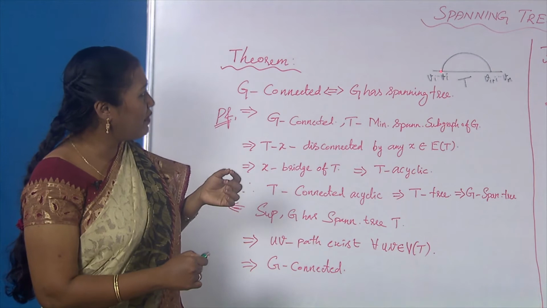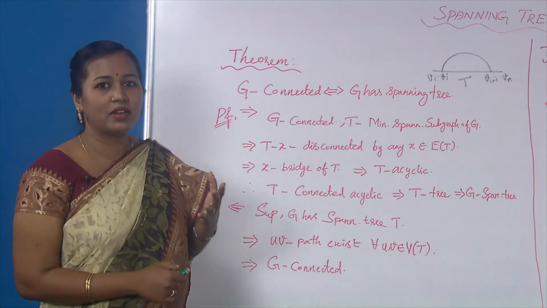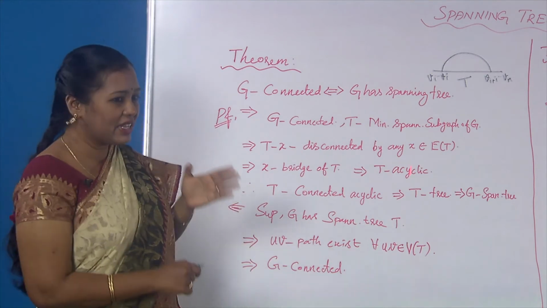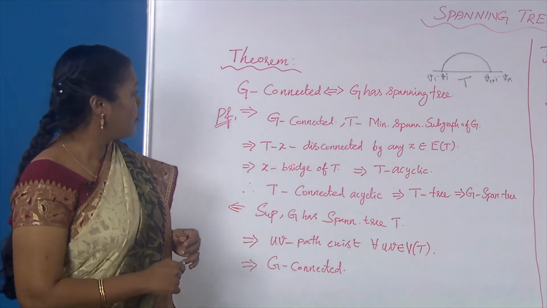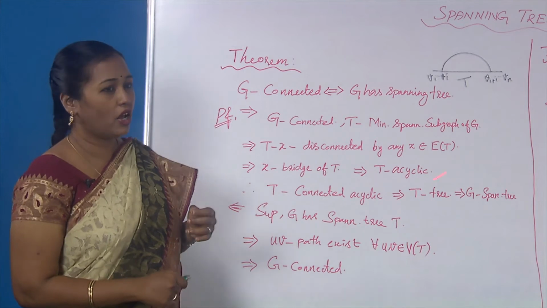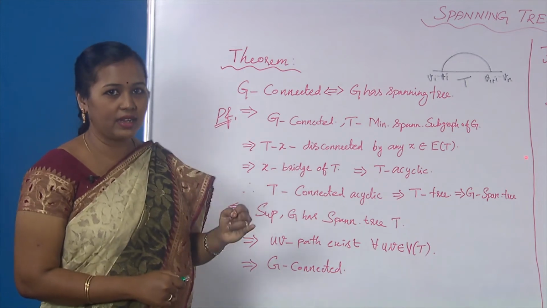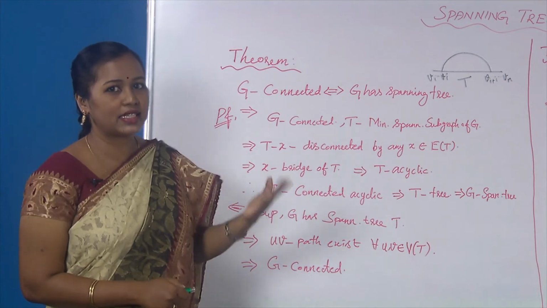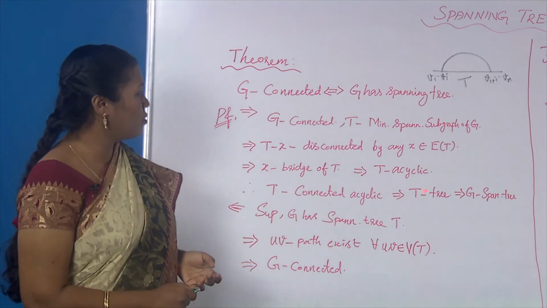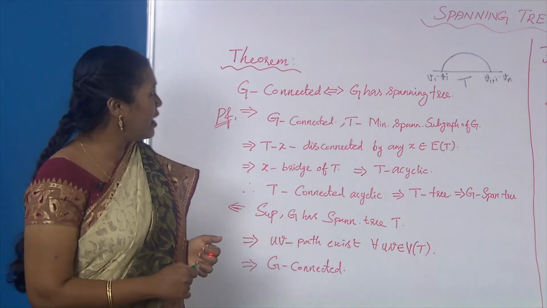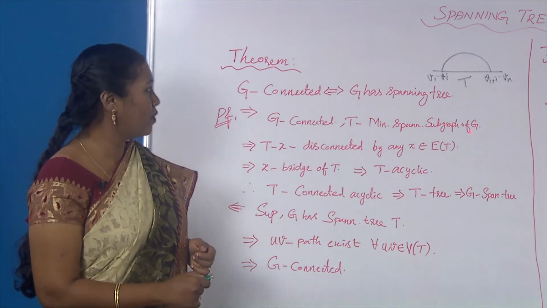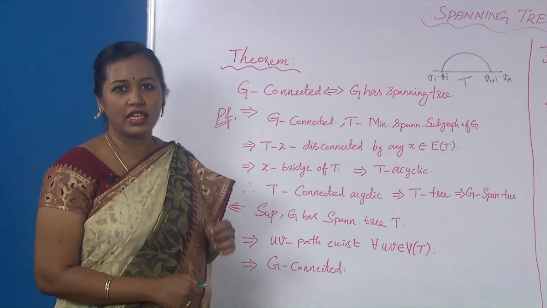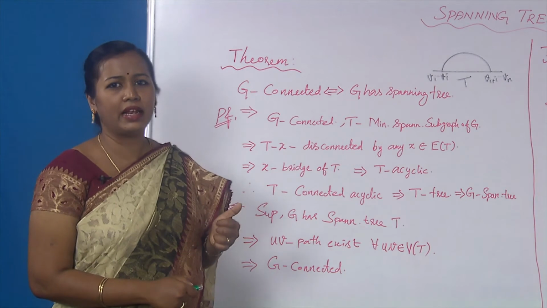So, only with the addition of that edge the graph becomes cyclic. Without that edge it becomes acyclic. So, clearly T has to be acyclic, and by our definition of tree, now we have a T which is a connected acyclic graph. So, we know a tree is connected and acyclic. Therefore, I can call T a tree, and we say that T is a minimal spanning subgraph of G and T is a tree, then obviously T is the minimal spanning tree.